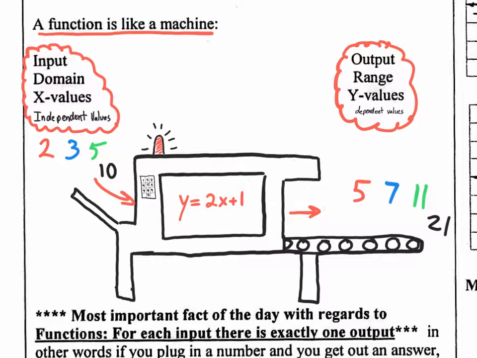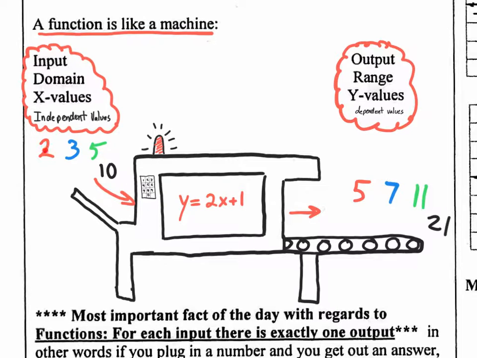So sometimes we refer to these numbers 2, 3, 5, and 10 as input values. Or sometimes we refer to them as domain values. Yeah, it's kind of weird. These guys are called domain. They go in. And the output, these answers, these are called range values. Okay? Or this is an obvious one. Sometimes these numbers are called X values.